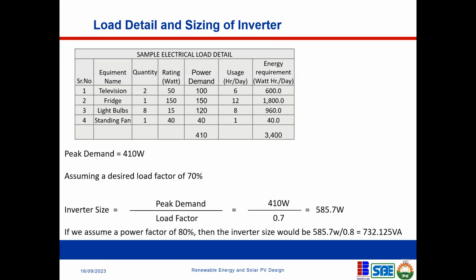So from what we can see here now, the peak power demand for this client is 410 watts. 410 watts, not kilowatts. If it's kilowatts, you divide by 1,000, it becomes 0.4 kilowatts. But this is 410 watts.